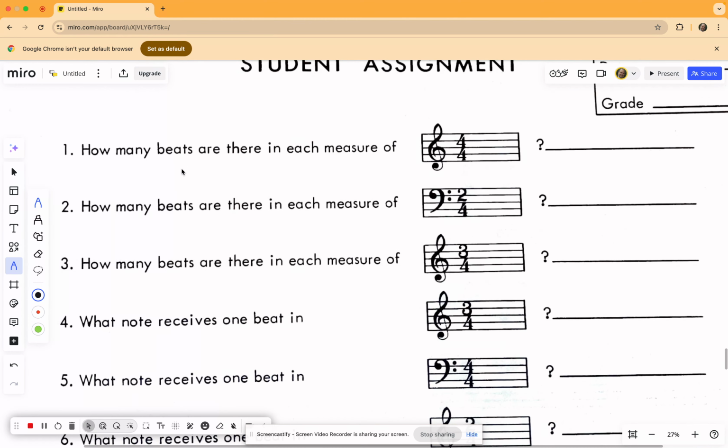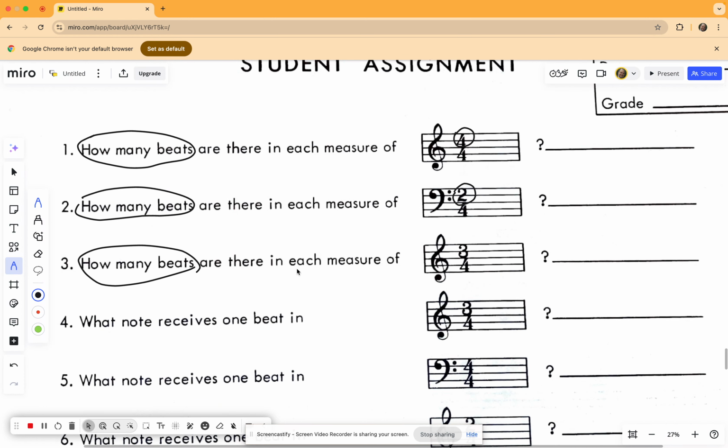Question number 1. How many beats are there in each measure of 4/4? So it's asking how many beats. And in this case, if it's asking how many beats, we're looking for the top number. So there you go. Write that on the line. Again, question number 2. How many beats are there in each measure of 2/4? Question 3. How many beats are there in each measure of 3/4?